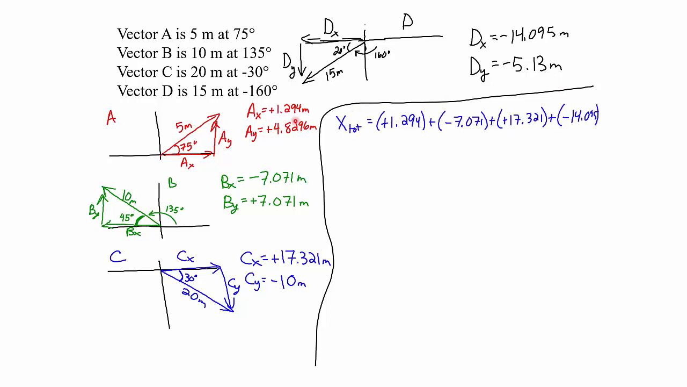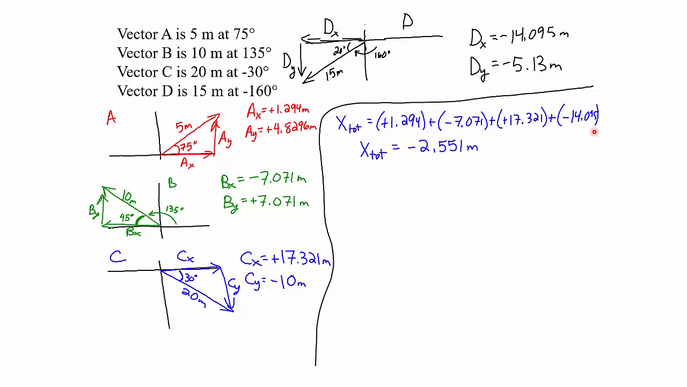So x total is ax plus bx plus cx plus dx. I add all four of my x components together. And the important thing is, if an x component is negative, I include that negative sign. I'm not subtracting something, I'm adding a negative number. So I have positive 1.294 meters plus negative 7.071 meters plus positive 17.321 meters plus negative 14.095 meters. And when I add those together, I get that my x component of my resultant vector, x total, is negative 2.551 meters.